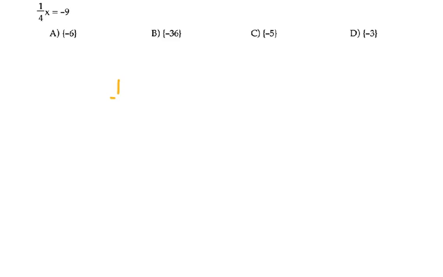So we have 1/4 x equals negative 9. The goal here is to isolate the variable. If we are multiplying by 1/4, the opposite of multiplication is division. But what division really is, is multiplying by the reciprocal.